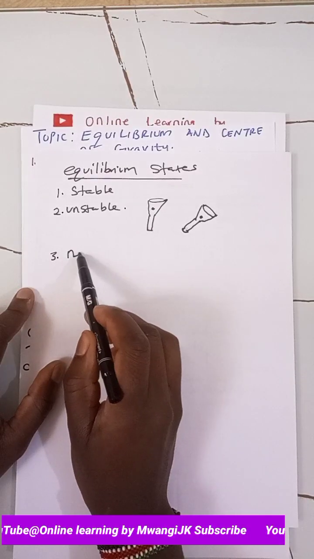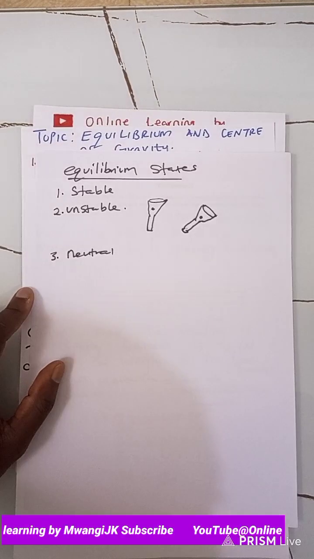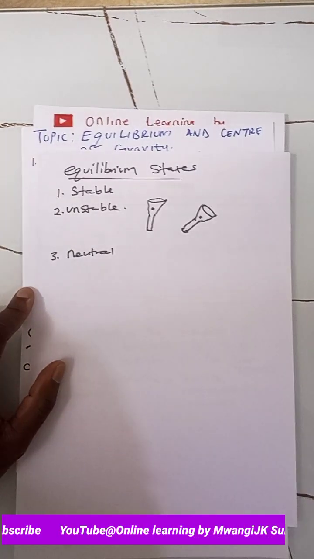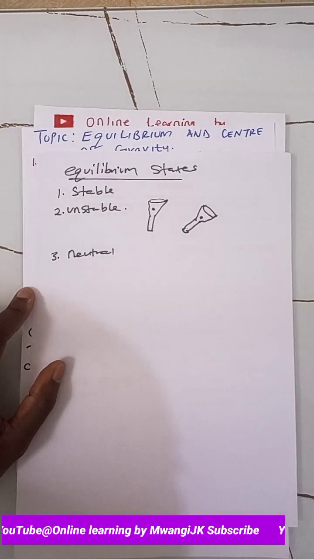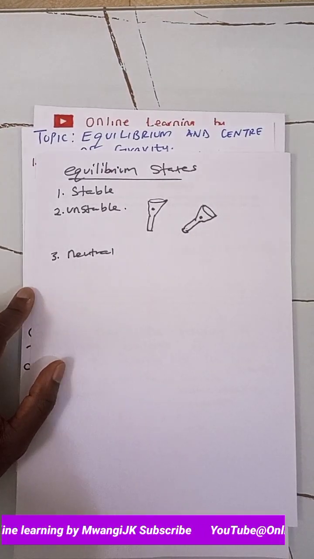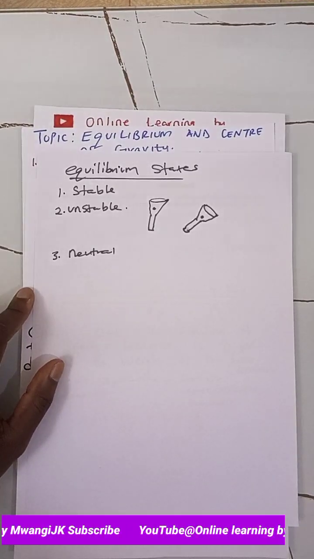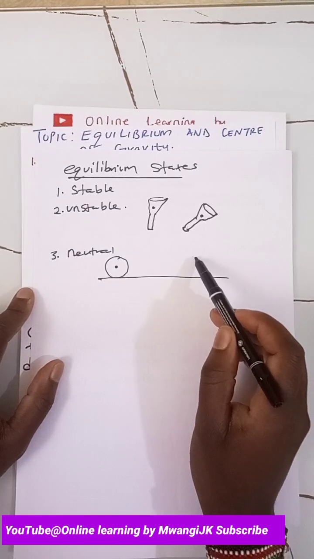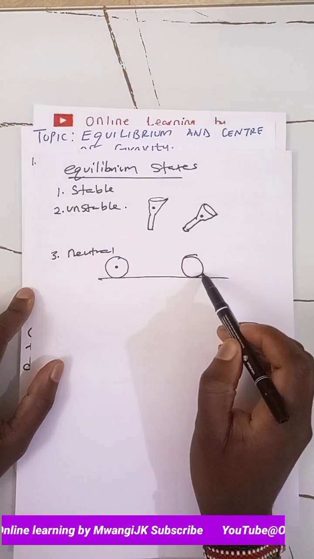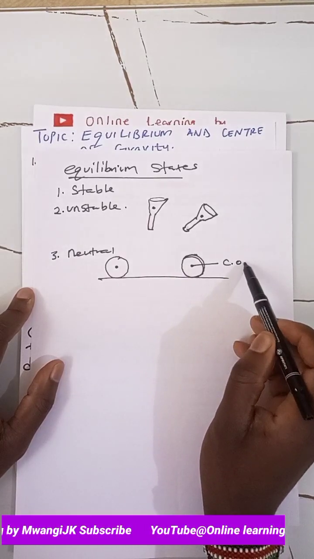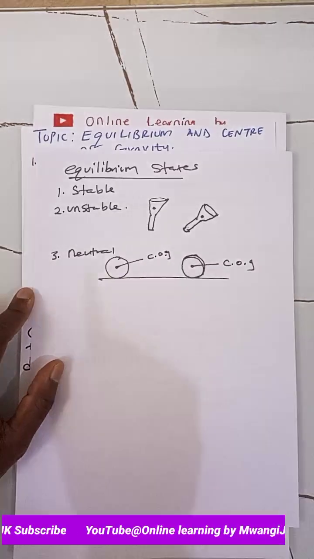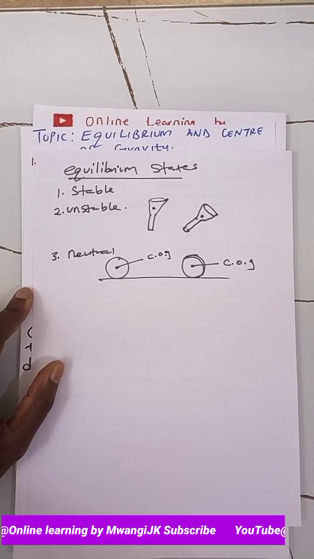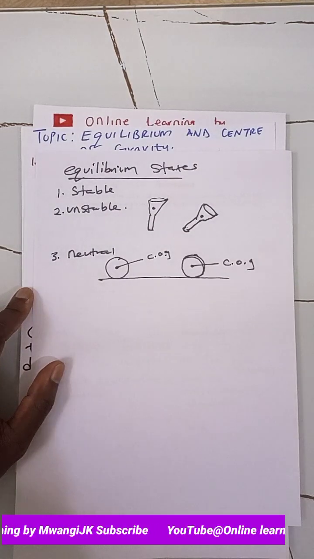So three, we have the neutral state. Under neutral states of equilibrium, we have, for example, a ball. A body is said to be in neutral equilibrium if, even after being displaced a little bit, it occupies a new position similar to the original state. But note, in this case, the center of gravity does not change. So if a ball is kicked along the ground, it will roll and occupy another point, but its center of gravity will remain to be where it was. And then we say, for that instance, that the ball is at neutral equilibrium.